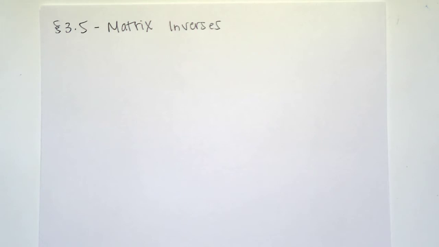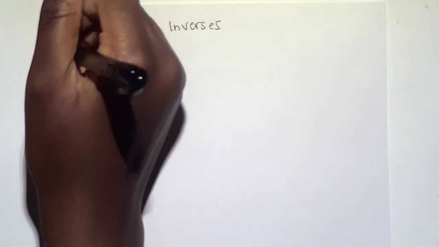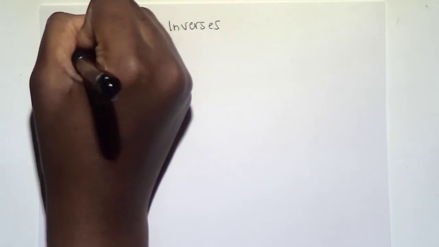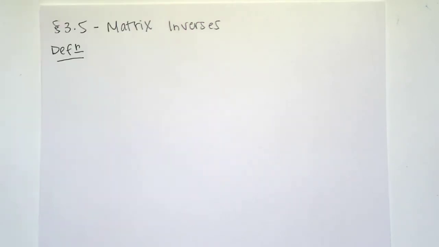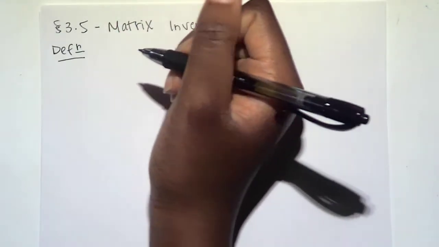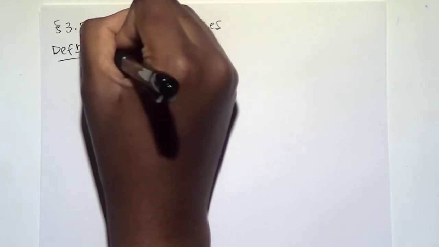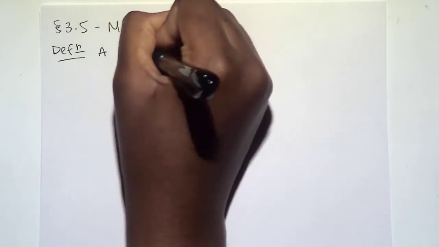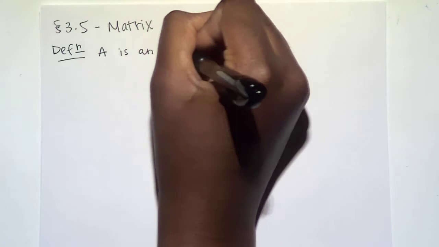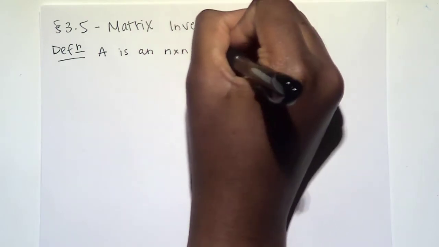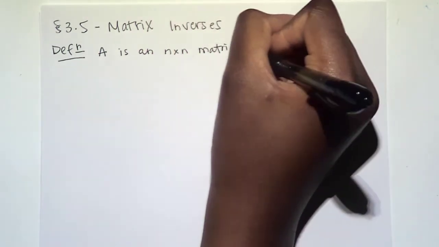Alright, so this section is about matrix inverses, so finding the inverse of a matrix and what that looks like. So let's start with the definition. Alright, so let's say we have a matrix A. So A is an n by n matrix, so this is a square matrix.